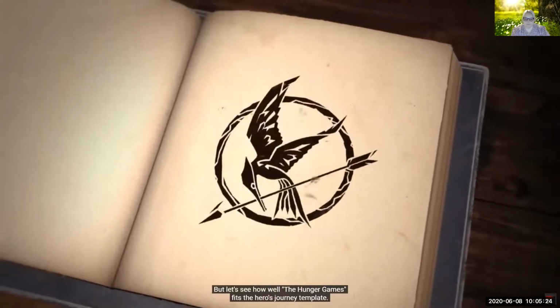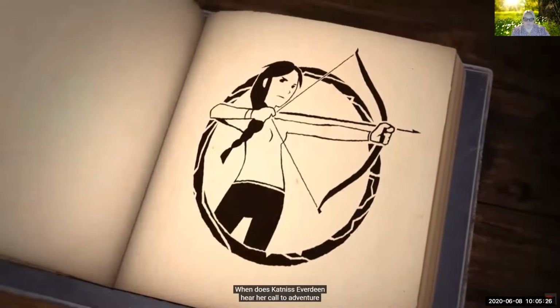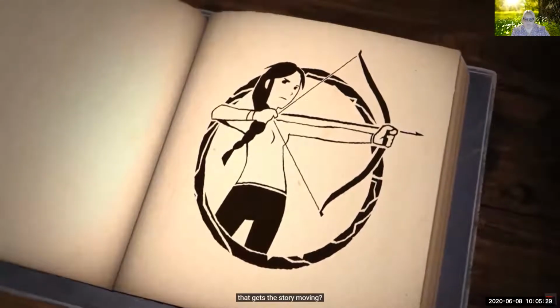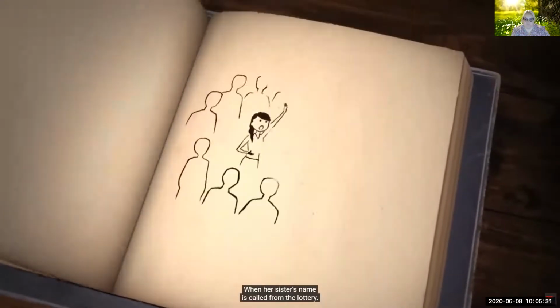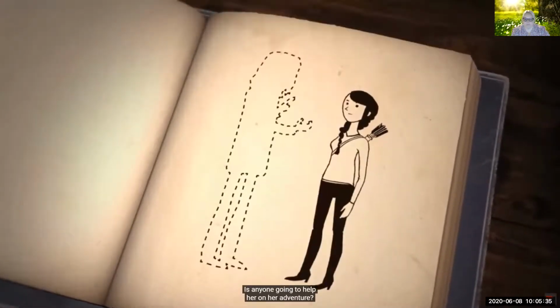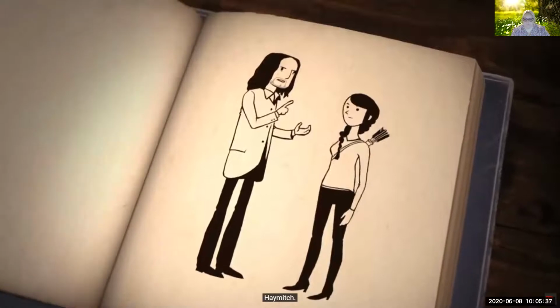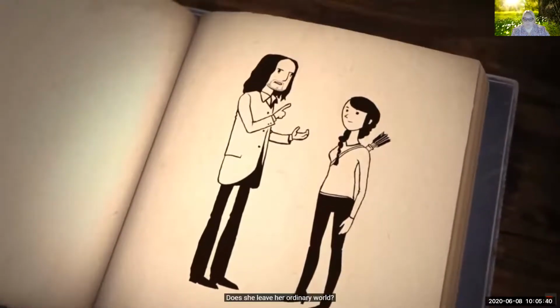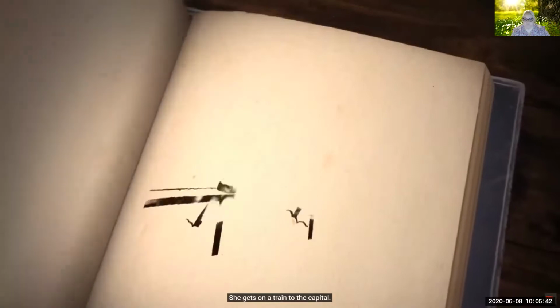the hero's journey template. When does Katniss Everdeen hear a call to adventure that gets the story moving? When her sister's name is called from the lottery. How about assistance? Is anyone going to help her on her adventure? Haymitch. What about departure? Does she leave her ordinary world? She gets on a train to the capital. Okay, so you get the idea.